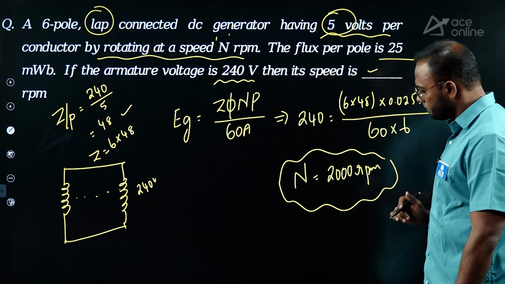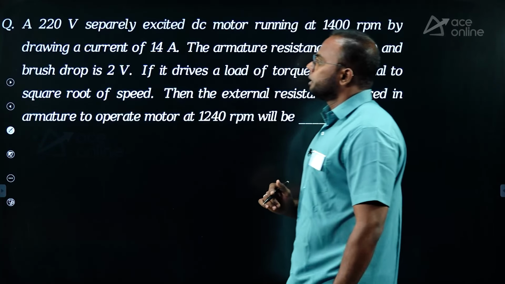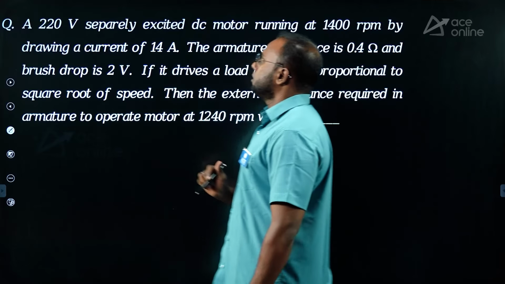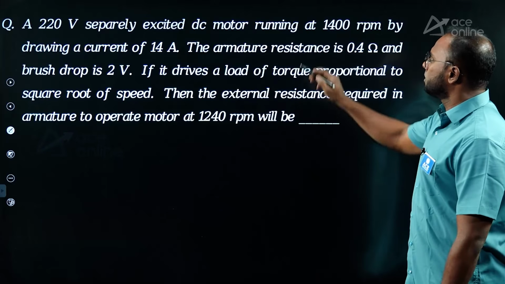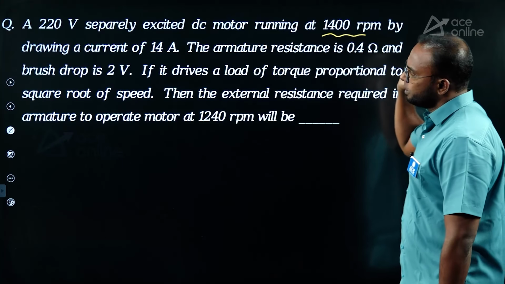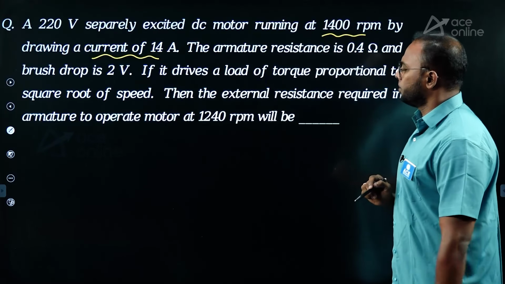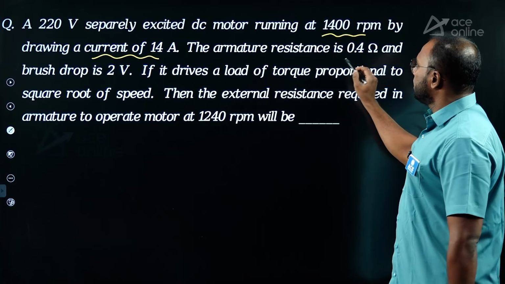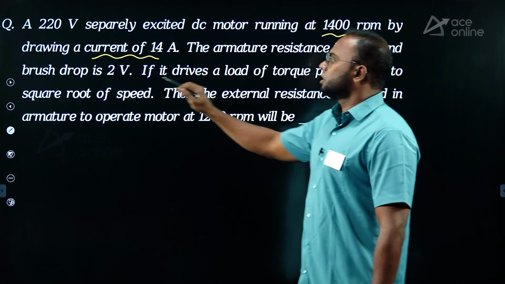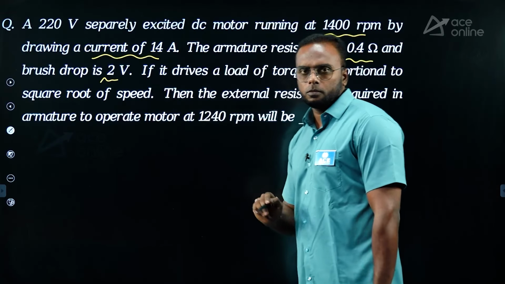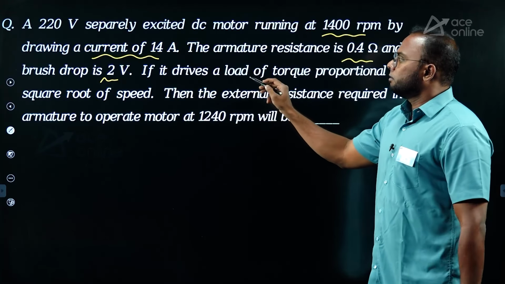See the question. Read this: a 220 volt separately excited DC motor running at 1400 rpm, drawing an armature current of 14 ampere. The armature resistance is 0.4 ohm and the brush drop is 2 volts, total brush drop.